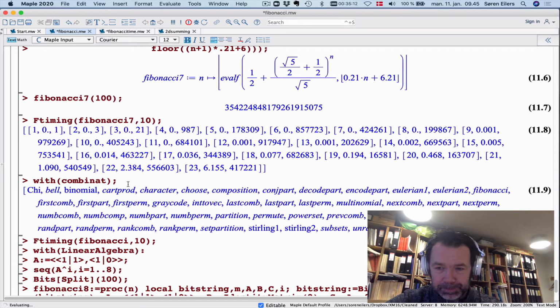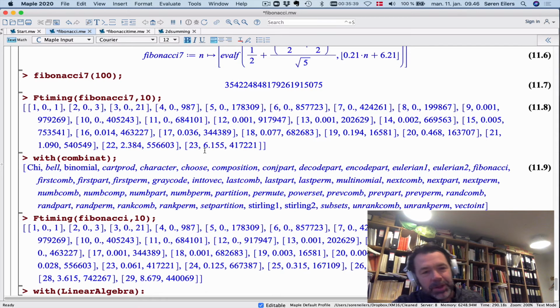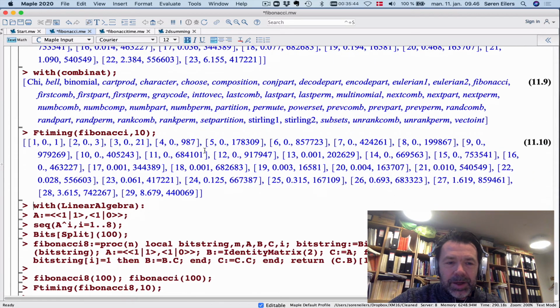We'll have to wait a little bit. There it is. So you can see I go to 2 to the 29 without breaking the 10-second barrier. And that is a lot better than what I did, like 2 to the 23, I think was the best thing I could do in the other approach. So how is this possible? How can Maple be so much better than what I'm doing? Well, I'm sure it's because Maple is using linear algebra.